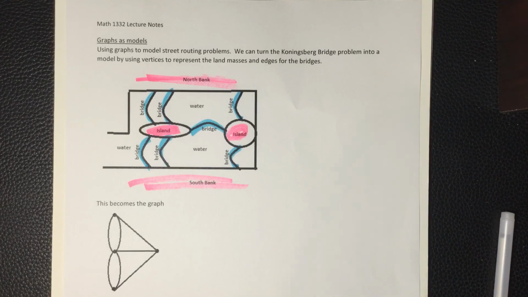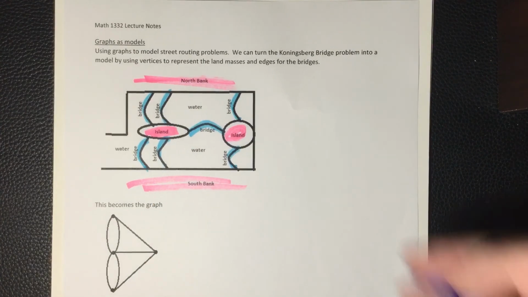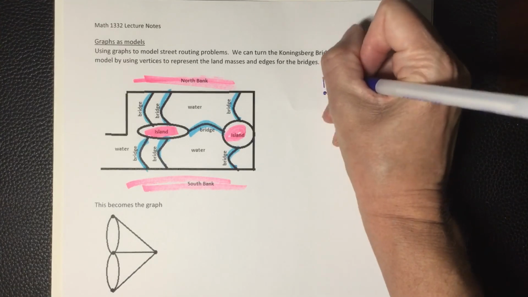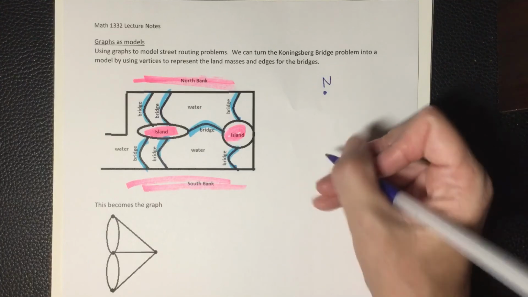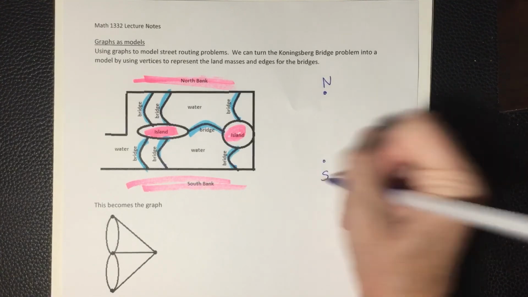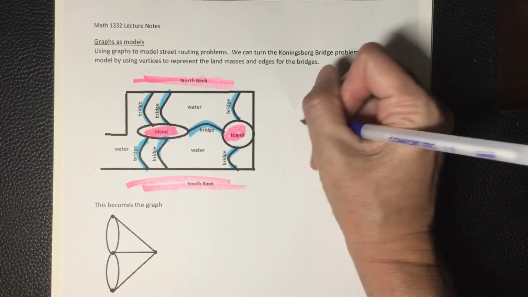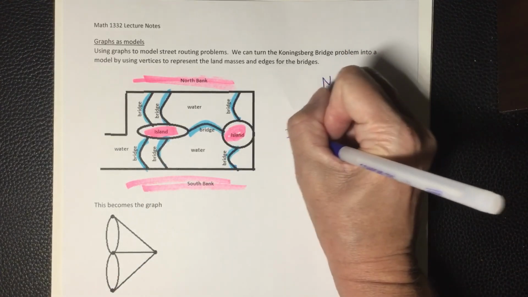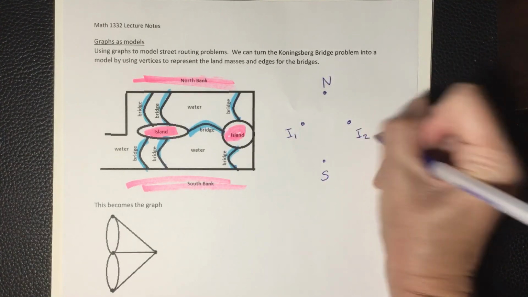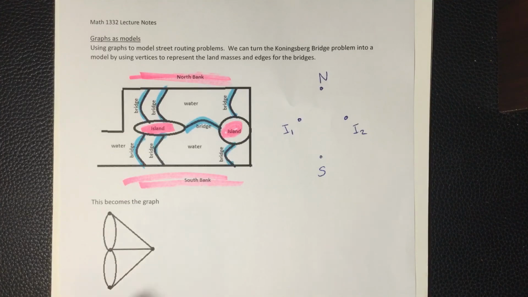What I'm going to do is a dot for each landmass. So I'm going to take this whole north bank and make it a dot, and call it N for north bank. I'm going to take this whole south bank, make it a dot and call it S for south bank. Then I have the 2 islands, so I'm going to do dots for those, and call them I1 and I2 for island 1 and island 2. So now I just need to go in and draw my bridges.